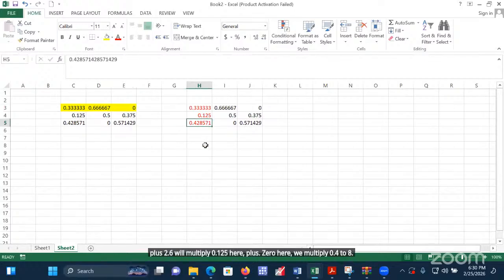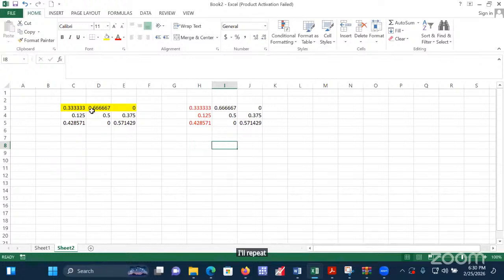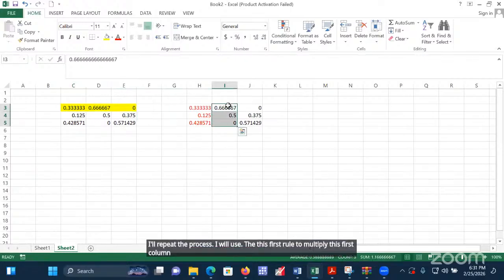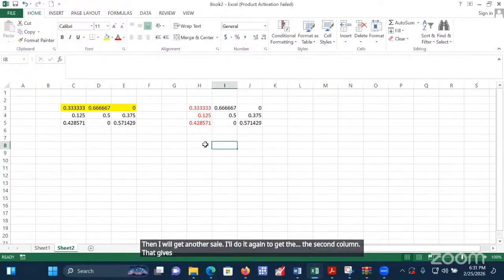Whatever I get is just one cell. I will repeat the process. I will use this first row to multiply this first column. Then I will get another cell. I do it again to get the second column. That gives me 3 different values.